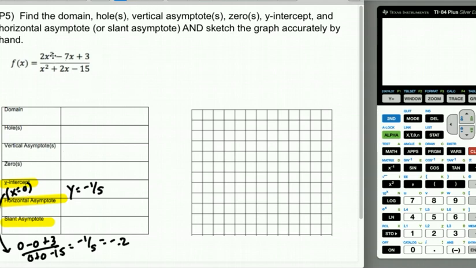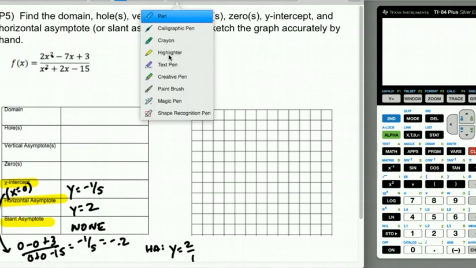Okay, so for the horizontal asymptote, it's about looking at the degrees of the two functions. Since both of them have a degree of 2, my horizontal asymptote is going to be the leading coefficients as a fraction, so 2 over 1. So I'm just going to have a horizontal asymptote of y equals 2. And there will not be a slant asymptote because, remember, you can't have both a slant and a horizontal asymptote. It's one or the other. So in this case, we have a horizontal asymptote at y equals 2. That's everything I could figure out using standard form.